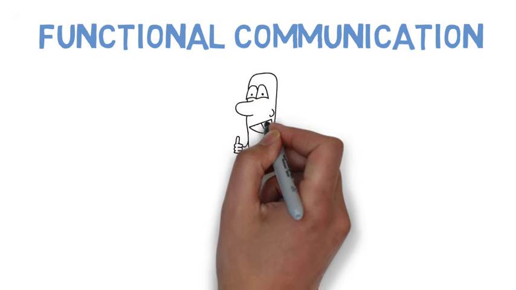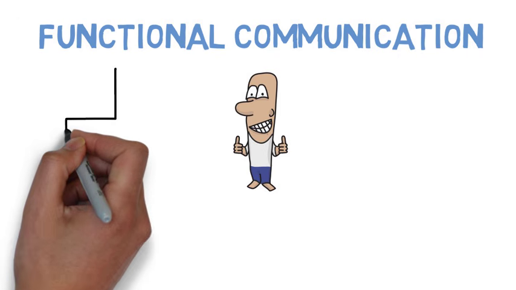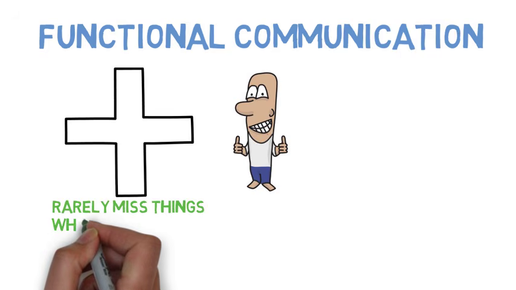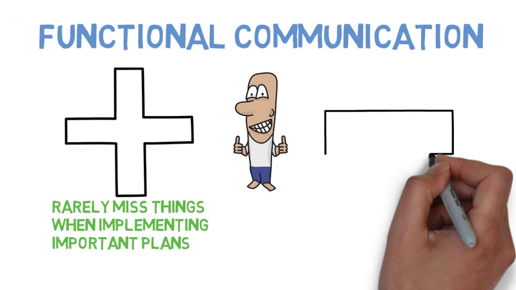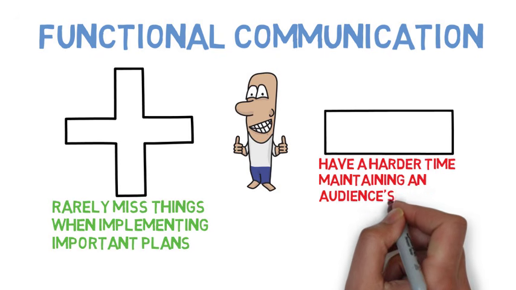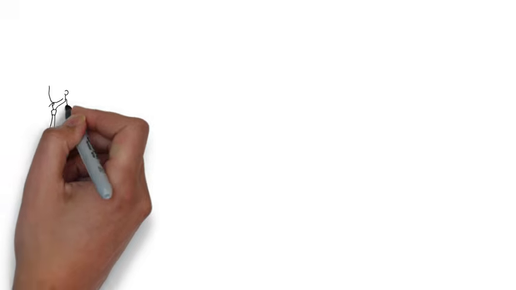Functional communicators are very different from intuitive communicators in the sense that they actually like going through the full process and thinking through each of the details in a step-by-step fashion. On the plus side, these people will generally not miss anything major when formulating or implementing plans, but they do tend to have a harder time holding people's attention, especially if the people are intuitive communicators, due to the functional communicator's somewhat long-winded style of communication.